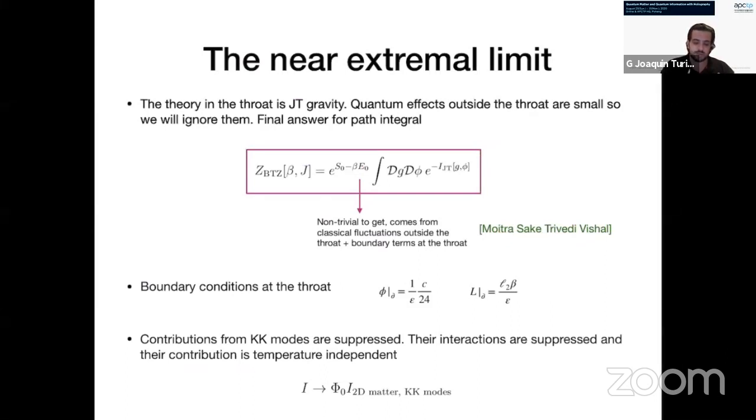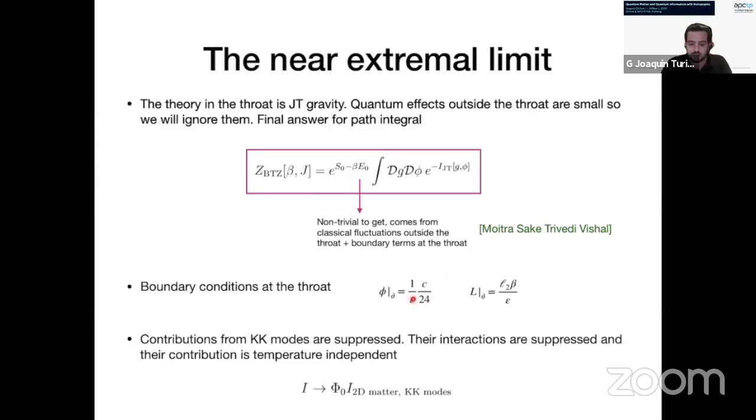But the idea is that we will treat the far region classically and just include classical fluctuations coming from the fact that we are at finite temperature, but not quantum fluctuations. And this is an approximation that we will see is well defined, a good approximation. And then we multiply this by the JT partition function. And the boundary conditions are fixed in the throat by just propagating the boundary conditions that you put in AdS3 to the throat. And then you'll see that the dilaton should be fixed to this.